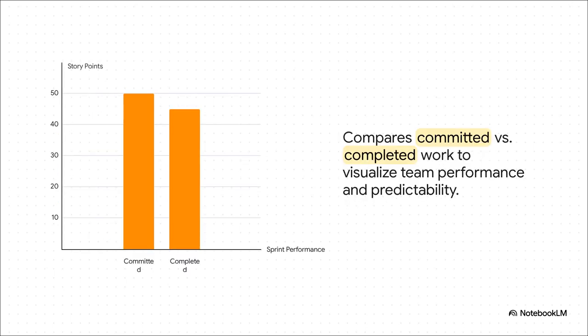Next up, we've got team velocity. All that really means is, how much stuff does your team get done in a sprint? This chart makes it super visual. It puts what you said you were going to do right next to what you actually got done. And that comparison, right there, is everything. It's how you understand how predictable your team is and how you can plan better for the future.